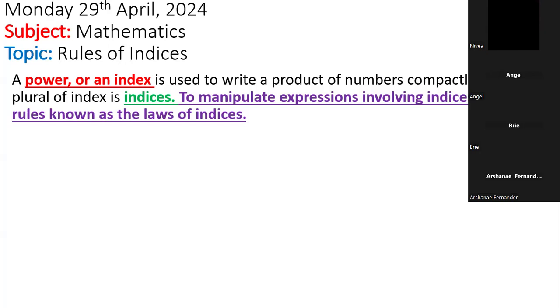And I need Nivea. Nivea, can you read this paragraph? A power or an index is used to write a product of numbers compactly. The plural of index is indices. To manipulate expressions involving indices, we use rules known as the laws of indices. Very good. Very good. Where is Naya?